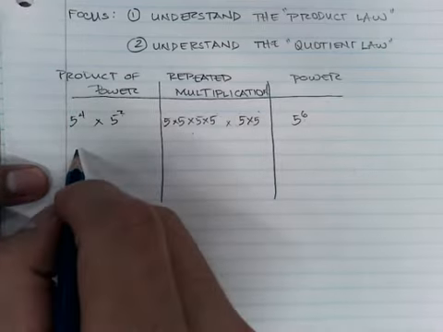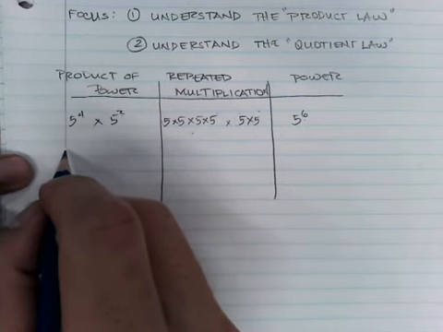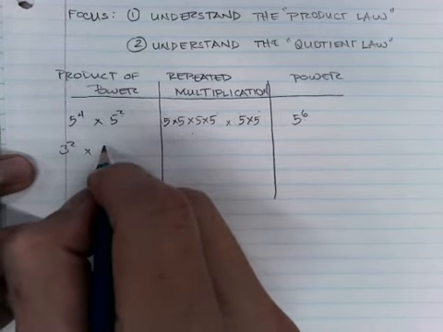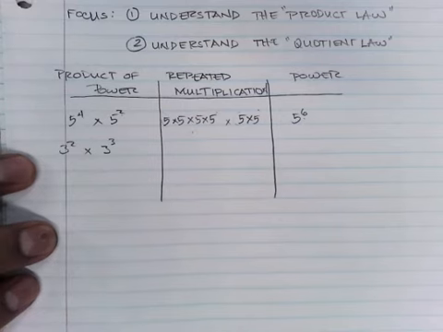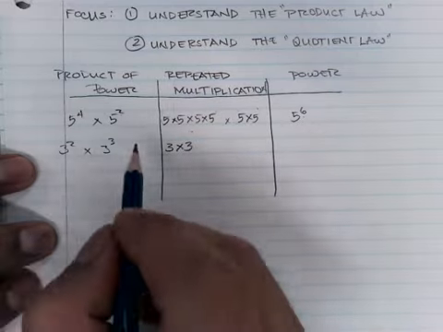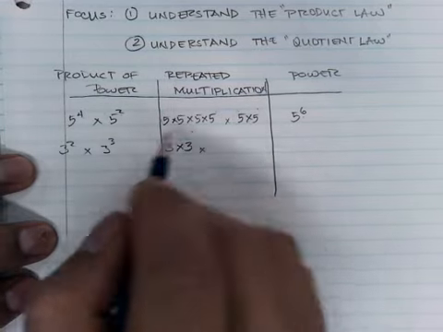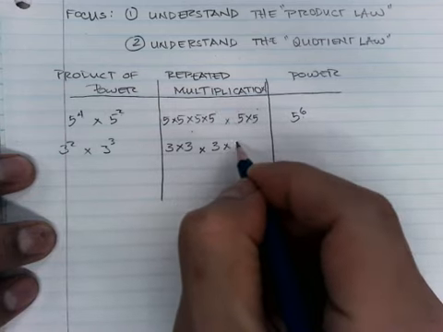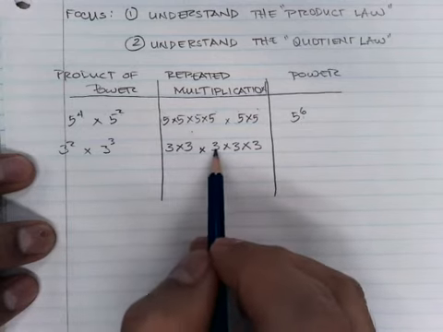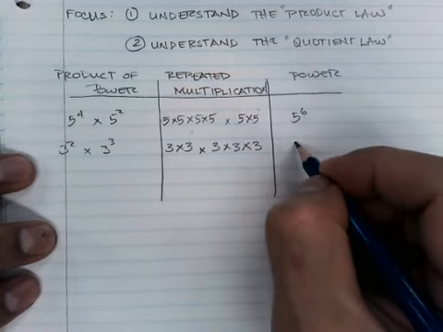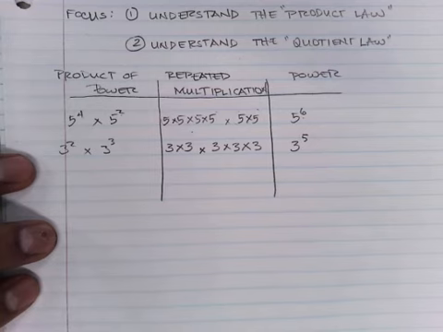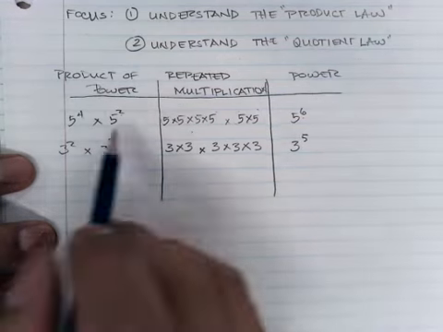Okay, let's try it again. Let's try it with, let's say, 3 squared multiplied by 3 to the 3. So now I have 3 squared. We'll write that as a repeated multiplication, which is going to be 3 times 3. And then I'm multiplying that by 3 to the 3, which is 3 times 3 times 3. Now, how many base 3's do you have? 1, 2, 3, 4, 5 being multiplied. And therefore, your new power rewritten would be 3 to the power of 5.